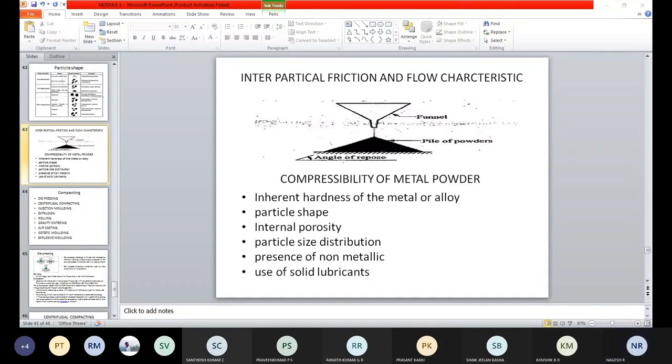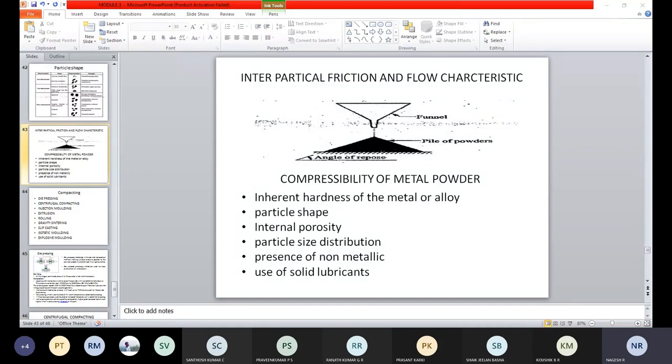Now, this is, as I said, a powder form. What we are going to get is the metal. So the different methods and different processes have been carried out in order to get the metal into a powder form. So here, if you take the topic interparticle friction and flow characteristics, here it is the friction between the particles.